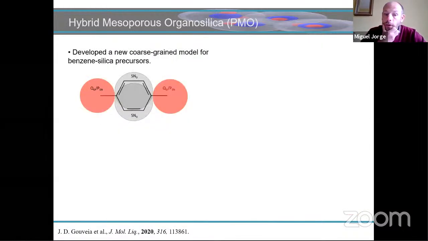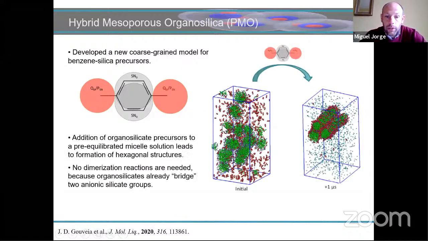And then we went on to develop very recently another coarse grain model, but now for these organosilica materials. So now we have the silica beads as before, but now we've developed two beads for the organic ring, which have this kind of diamond-like structure to mimic the organosilica precursor. And then we started playing around with this. These are very, very recent results, which we published last year.